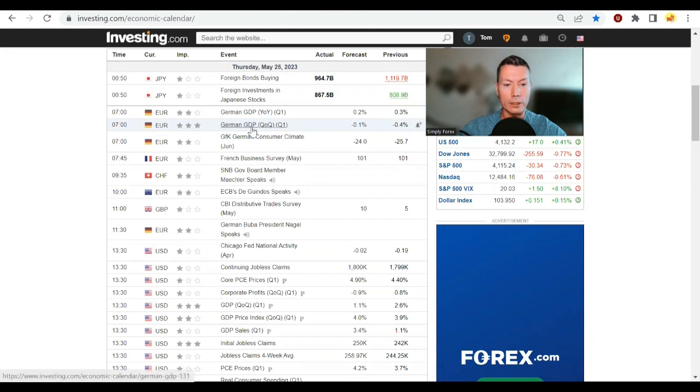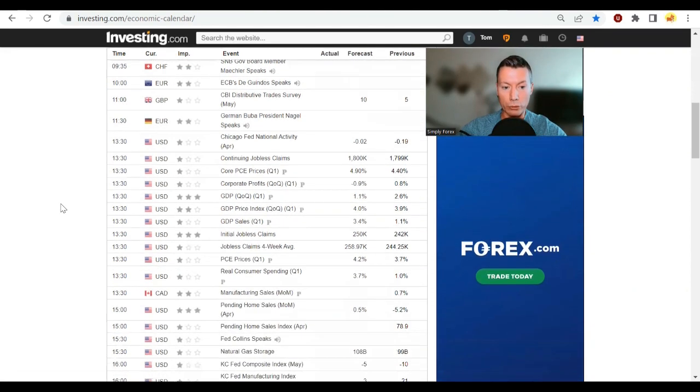All eyes are looking at GDP figures. Are we hitting a mini recession? You hear this in the news. So GDP figures are really important, guys. And look, these have been negative. So we must keep an eye on that. That could really move the euro.